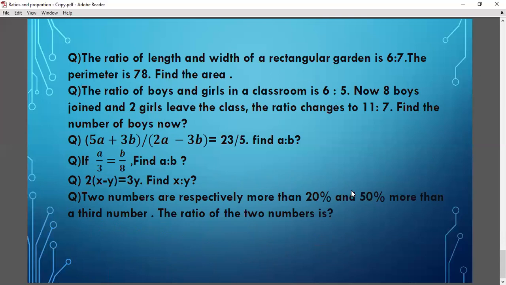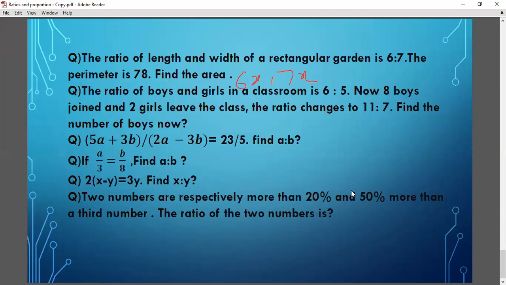Now let's do these questions. The ratio of length and width of a rectangular garden is given as 6:7 and the perimeter is 78. You need to find the area. So for this particular question, neither the total value is given nor the part value. Only the perimeter is given. So we can take the length and width as 6x and 7x. So now 6x and 7x are the length and width respectively.